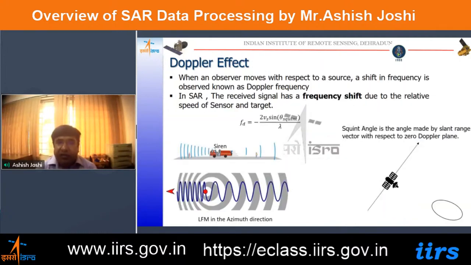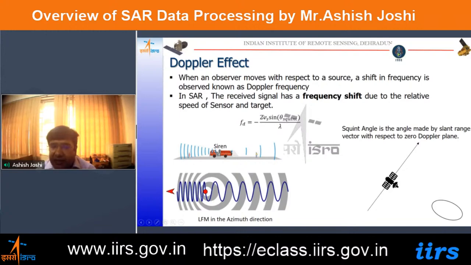Another effect is called the Doppler effect. What is the Doppler effect? When an observer moves with respect to the source, a shift in frequency is observed, known as the Doppler frequency. The SAR is also moving, and if the target is fixed, then there is a shift in frequency. That shift is called the Doppler frequency, given by the formula 2Vs sin(theta squint) divided by lambda.